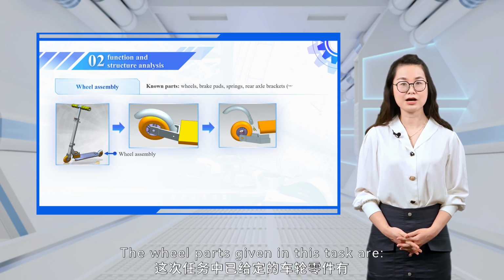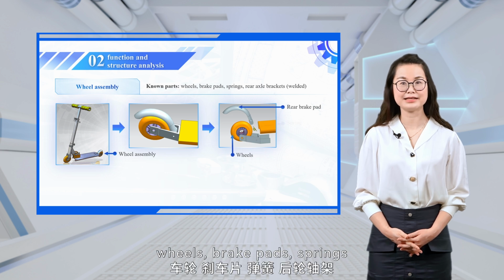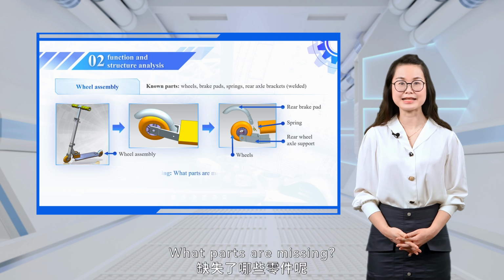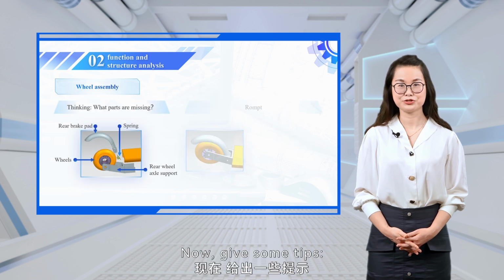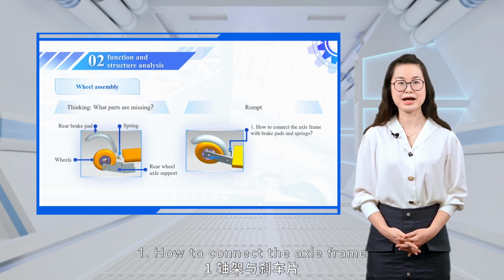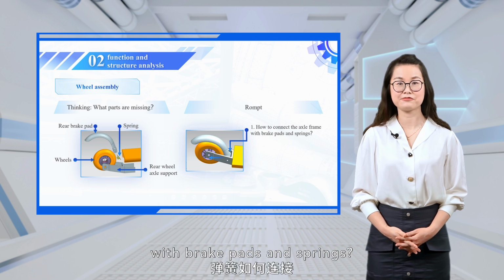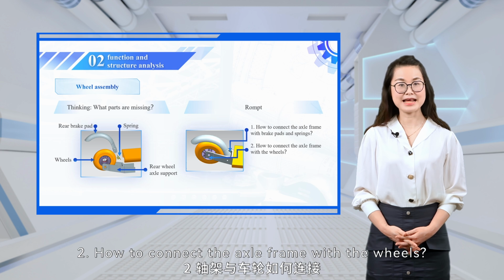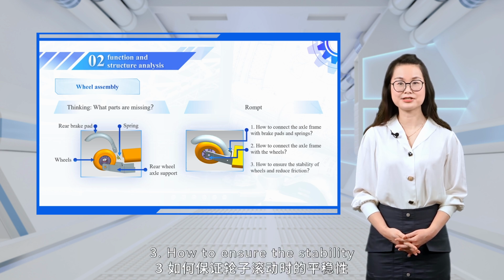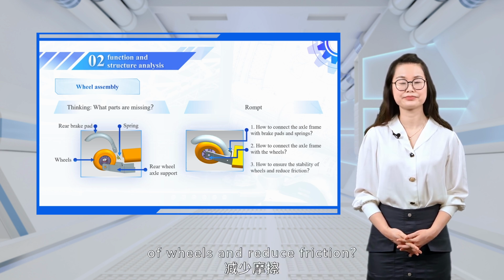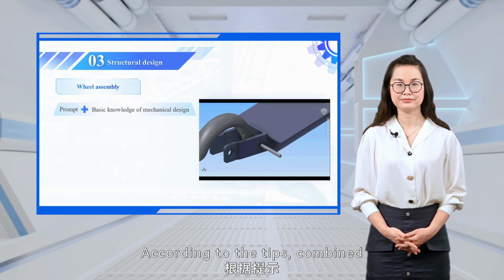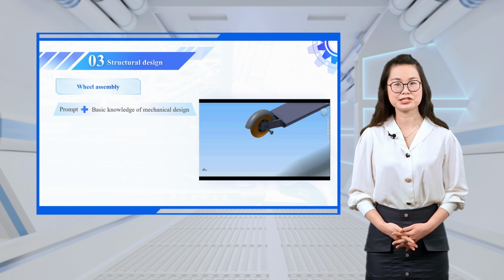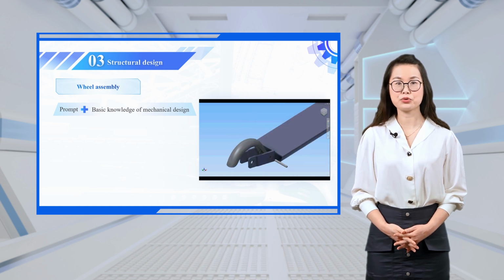The wheel parts given in this task are wheels, brake pads, springs, and rear axle brackets. So please think, what parts are missing? Now, some tips. 1. How to connect the axle frame with brake pads and springs. 2. How to connect the axle frame with the wheels. 3. How to ensure the stability of wheels and reduce friction. According to the tips, combined with our basic knowledge of mechanical design, we can find the answer.